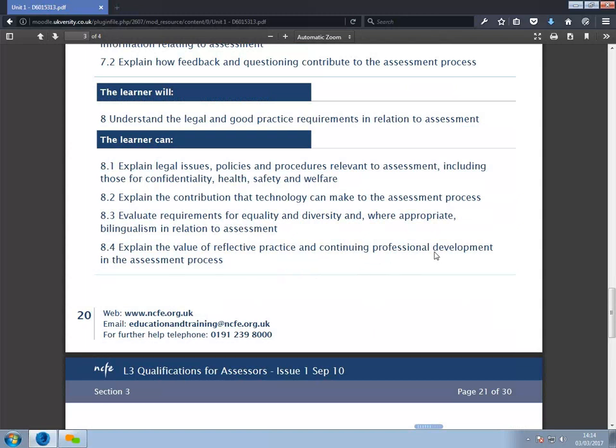The value of reflective practice in continuing professional development in the assessment process. Well, to be fair, this is no different than the teaching process. If you value the work that you're doing, you will reflect on it yourself, and you will say at the end, that went pretty well, I think I got that off pat, everybody seemed to be happy, etc. Or you say the opposite. I did a recording for the earlier lesson, and I was not happy with it, and I would probably come back to that and do something about it.